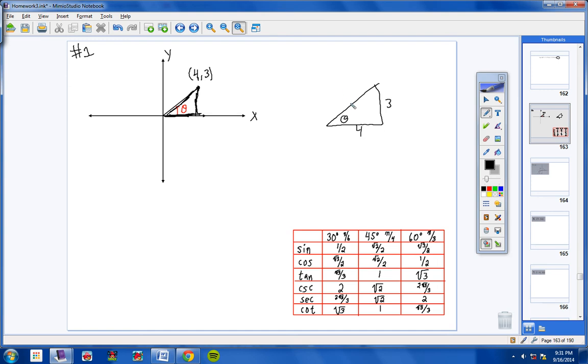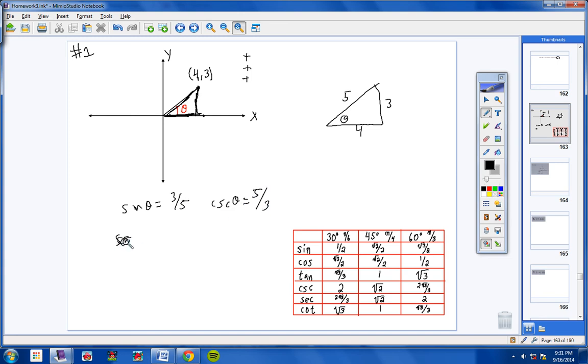Okay, so we're going to find the 6 trig functions. Don't forget in quadrant number 1, all of the signs are positive. If you use Pythagorean's theorem, you will find this side to be 5, and here we go. The sine of theta equals opposite over hypotenuse, 3/5, so the cosecant of theta would be the reciprocal, 5/3.